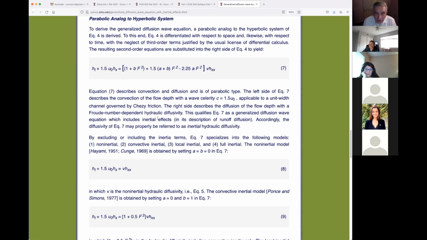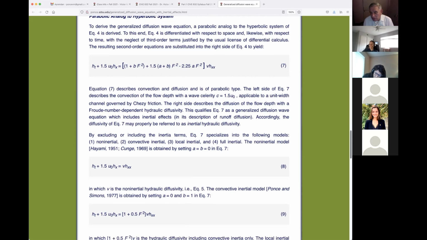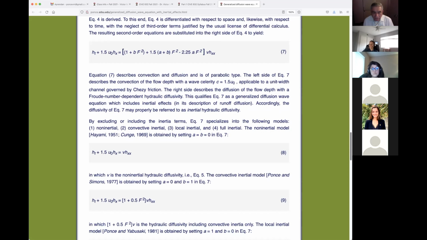Look at this. The left side is Seddon's formula right here. The right side is what I call the dynamic hydraulic diffusivity, as opposed to kinematic hydraulic diffusivity, which would be that of Hayami. Now that's a new term. I actually introduced that. Since we worked on this for 25, 30 years almost, we had to introduce new terms to make it so it's clear and not confusing.